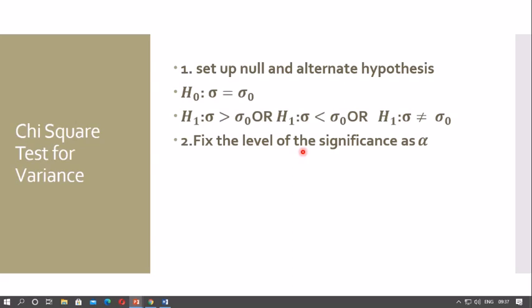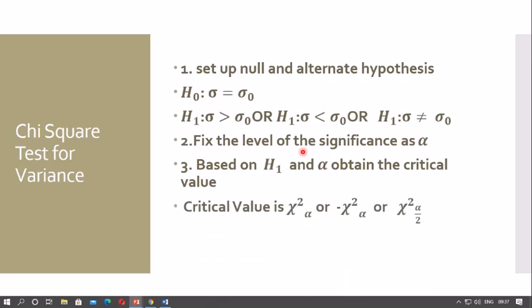Again we will have to fix a level of significance, that is alpha. Based on H1 and alpha, we will have to obtain the critical value. Now here I would like to say that the critical values are chi square alpha, or minus chi square alpha, or it could be chi square alpha by 2.